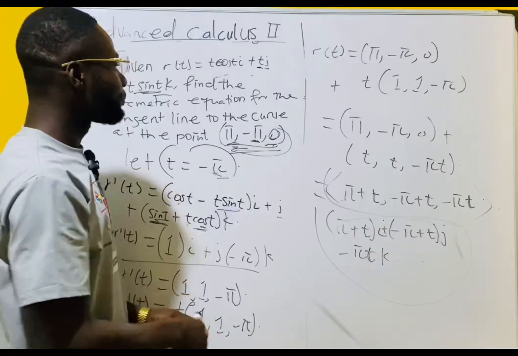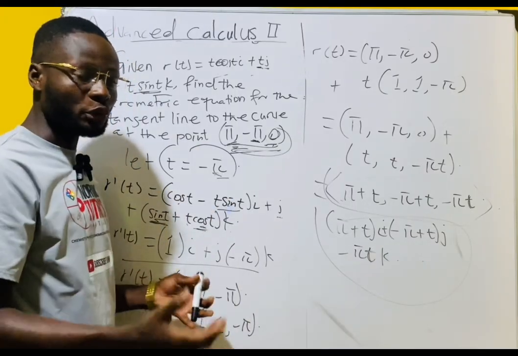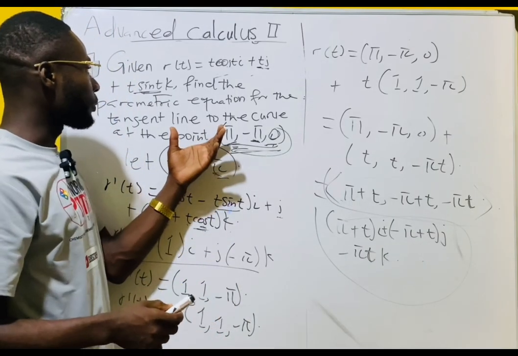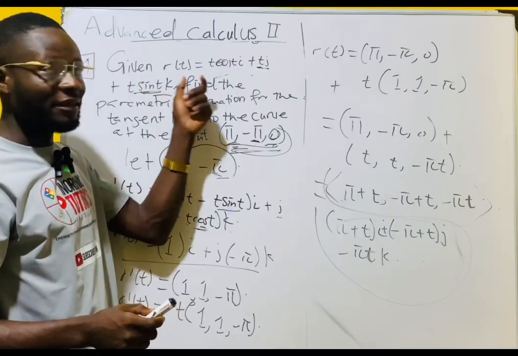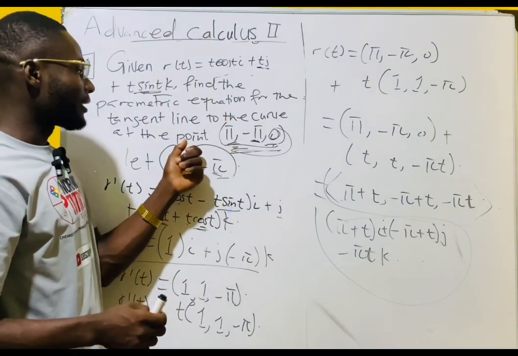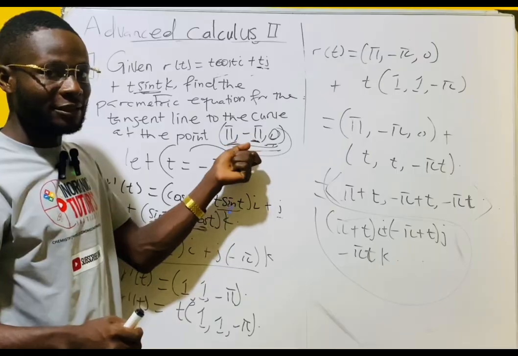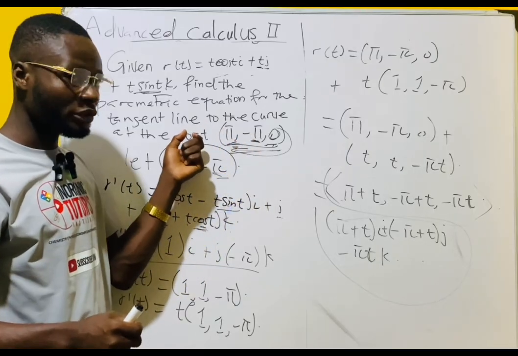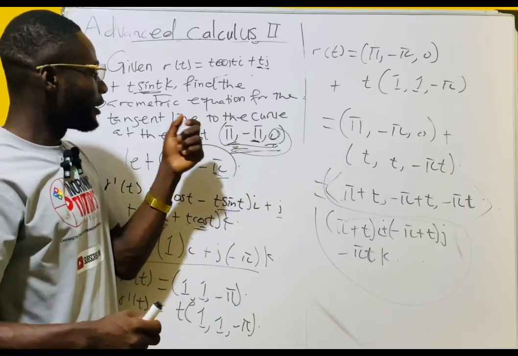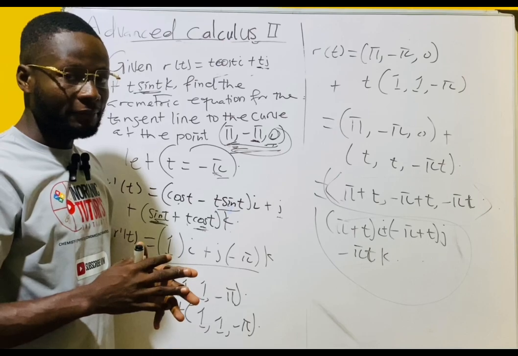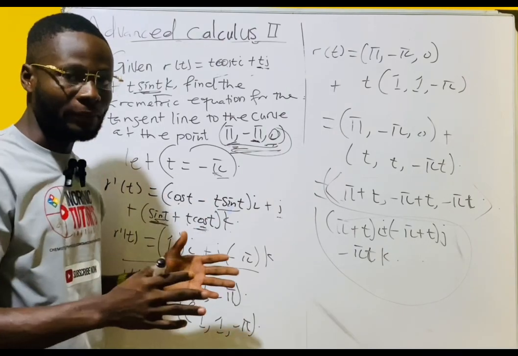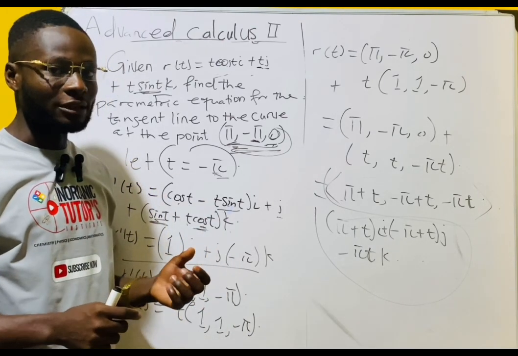All right, so this is the process you go through to find the parametric equation given the vector function, and then you are given a point, right? And want to find the parametric equation for the tangent line to a particular curve, right? So this is the process. Let's move on to question.